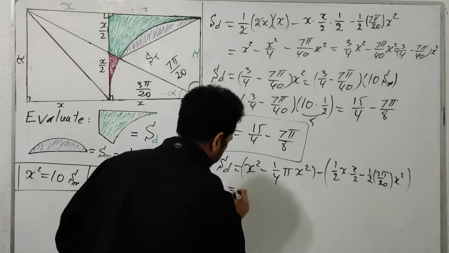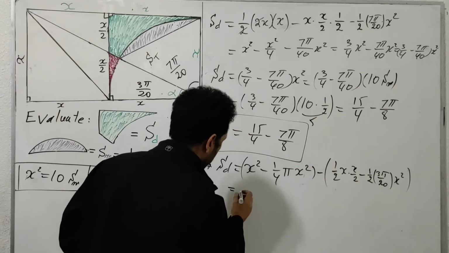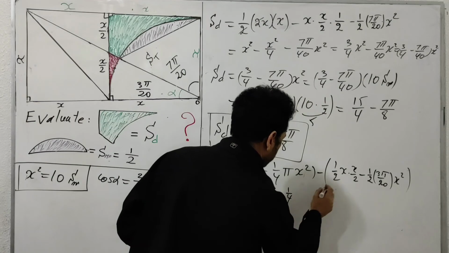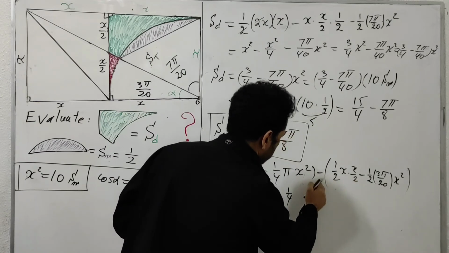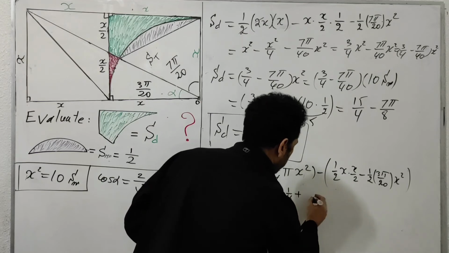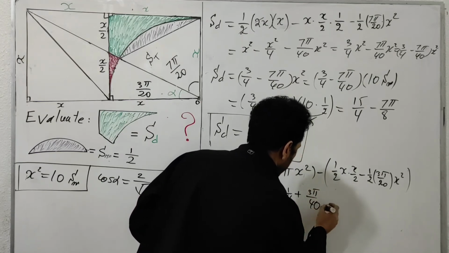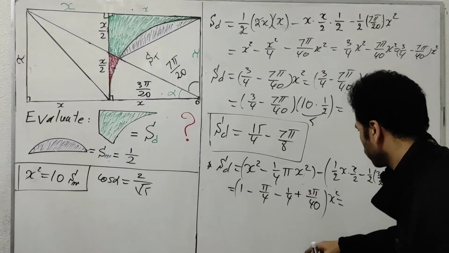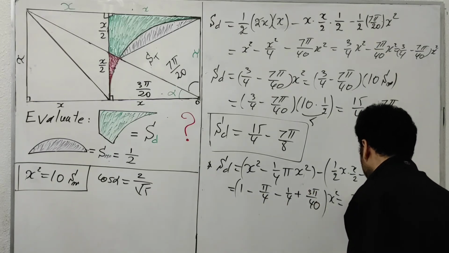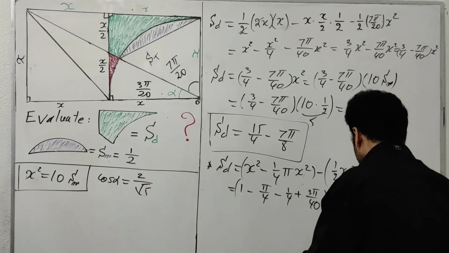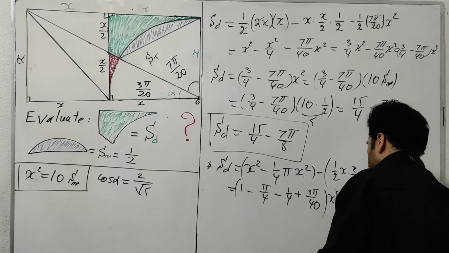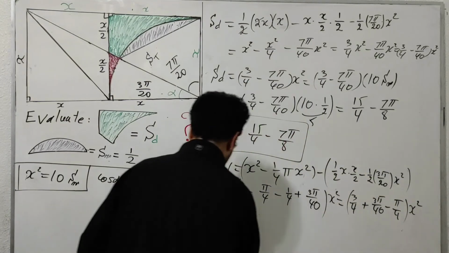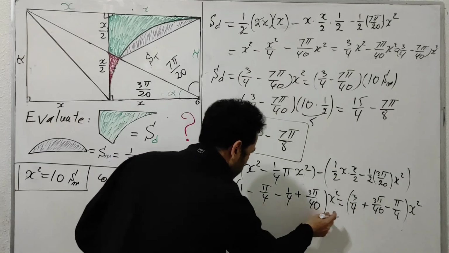Now I'm going to simplify this one. I'm going to take x squared as a common factor. I will get 1 minus pi over 4 minus 1 over 4. The minus sign with this minus becomes plus 3 pi over 40. The whole thing is multiplied by x squared. Simplifying this more, 1 minus 1 over 4 is 3 over 4, plus 3 pi over 40 minus pi over 4. The whole thing is multiplied by x squared. So the shaded area is giving me 3 over 4.